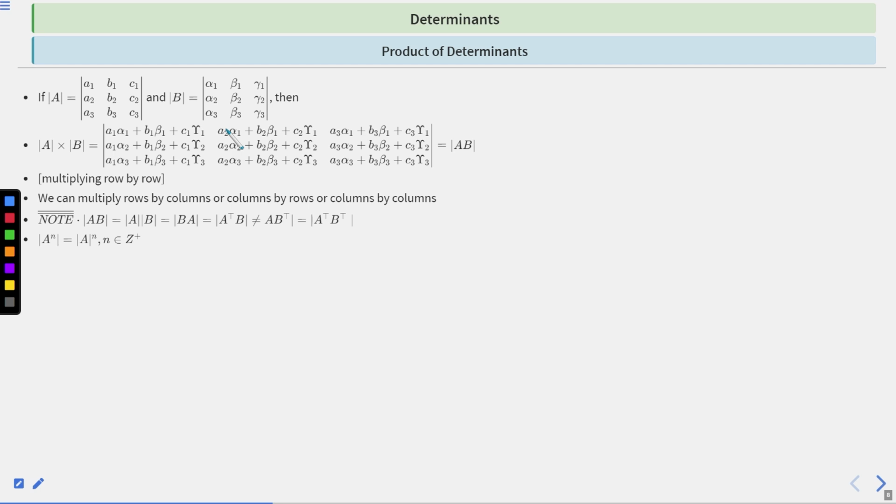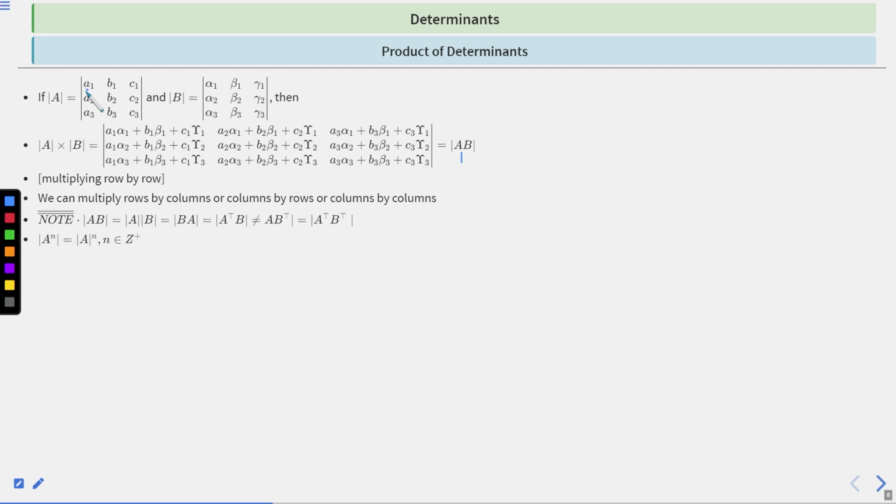Now, what is the product of determinants? If determinant of A is A1, B1, C1, A2, B2, C2, and A3, B3, C3, and determinant of B is alpha 1, beta 1, gamma 1, alpha 2, beta 2, gamma 2, and alpha 3, beta 3, gamma 3, then determinant of A into determinant of B can be calculated like this. We have multiplied row by row. This is determinant of AB.